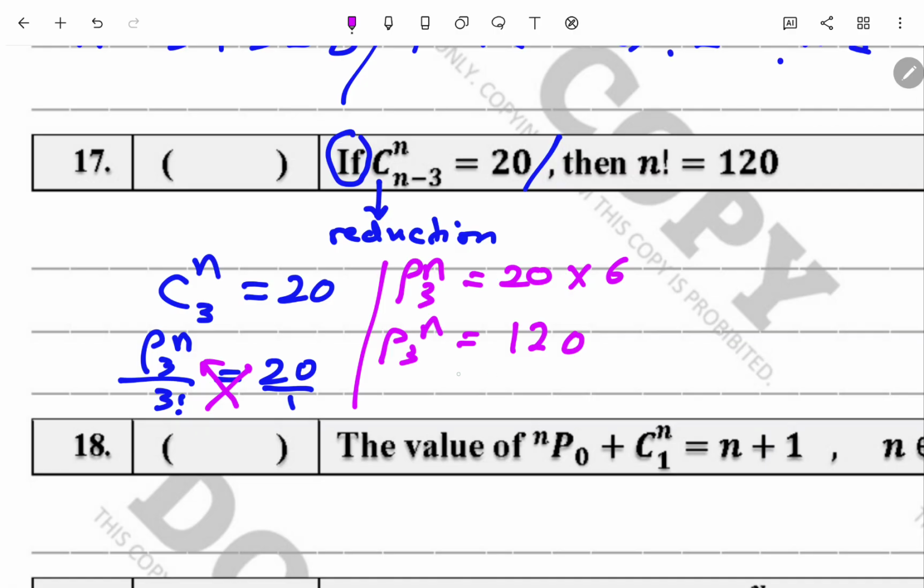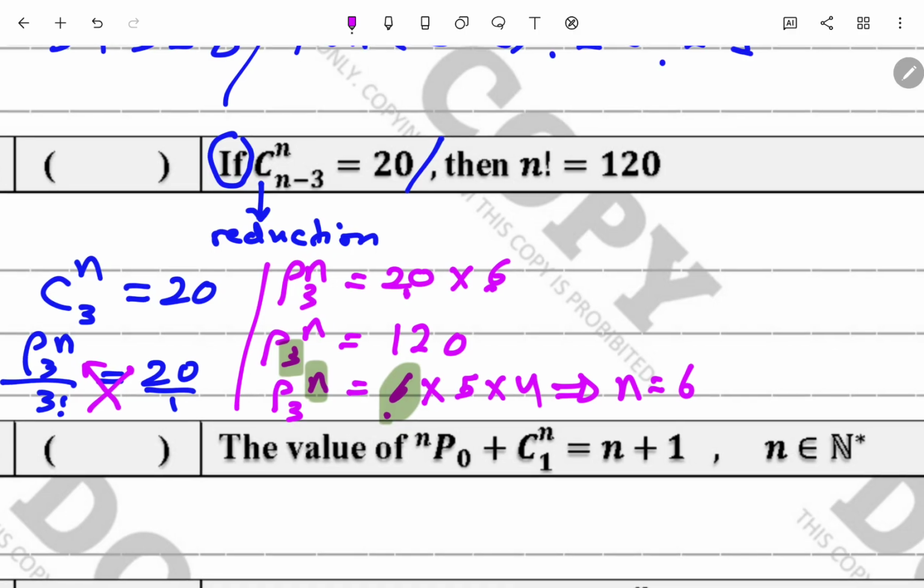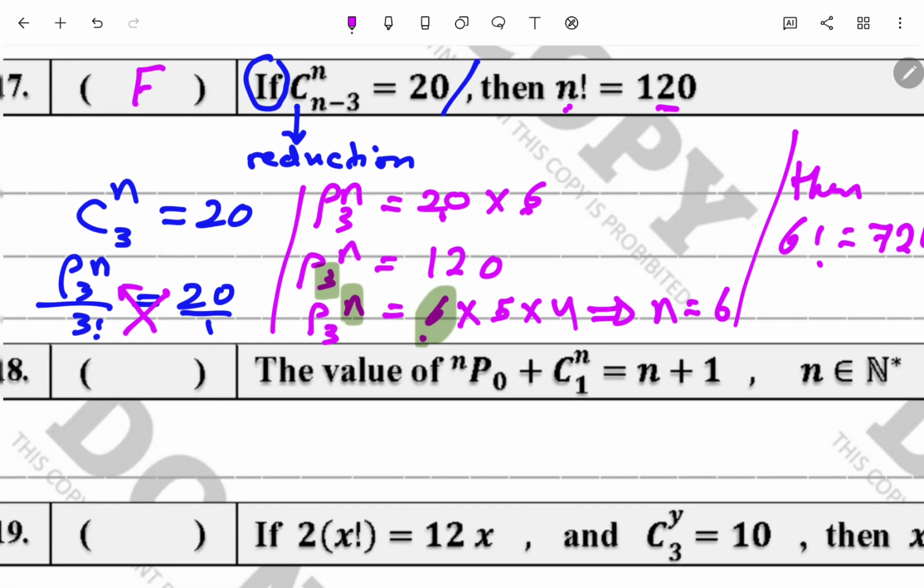Now you need to think about 3 factors that will give you 120. They are n permutation 3 equals 6 times 5 times 4. So the biggest is the 6, which is the value of n. So we now have the value of n, which is 6. And then you need to find its factorial. 6 factorial will be 720, not 120, which is false.